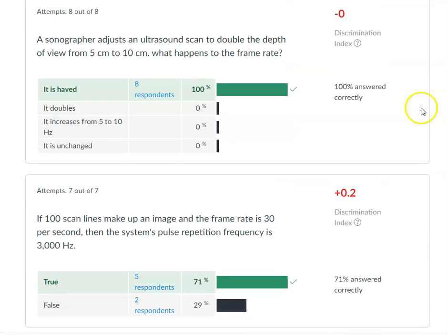Next question. So the next question, sonographer doubles the depth of view or doubles the amount of information they are going to acquire. Then because the frame rate is reciprocal of the time, if you double the time, then the reciprocal is halved, so the frame rate is halved.